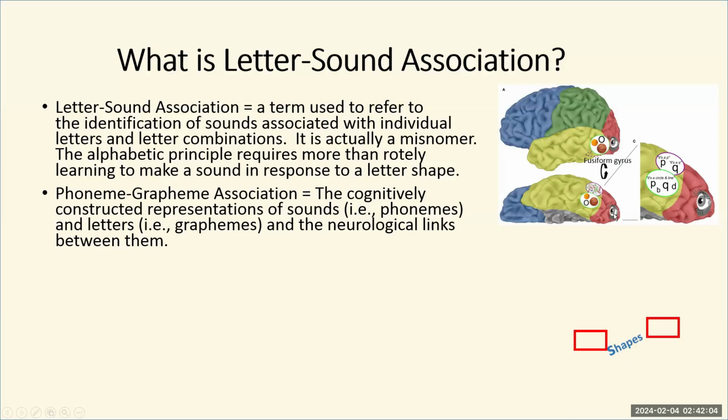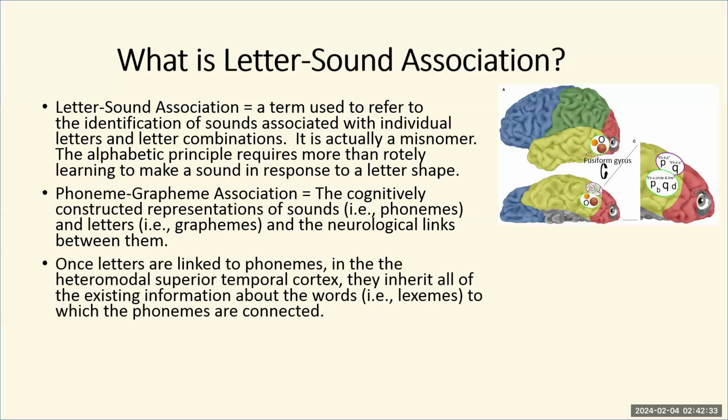Visual information comes in and the actual shapes are organized. So at this point, they don't have any meaning. The circle that represents the letter O looks just like the other circles. There is no differentiation between them. They're just shapes. However, once letters are linked to phonemes in the heteromodal superior temporal cortex, they are reconstructed as symbols for sounds or graphemes, as shown in blue.